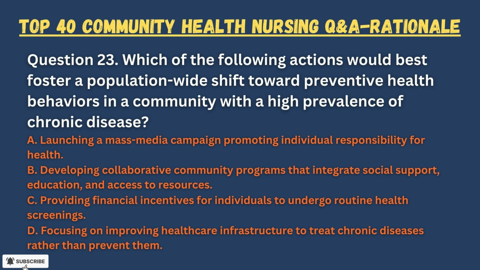Question 23. Which of the following actions would best foster a population-wide shift toward preventive health behaviors in a community with a high prevalence of chronic disease? A. Launching a mass media campaign promoting individual responsibility for health. B. Developing collaborative community programs that integrate social support, education, and access to resources. C. Providing financial incentives for individuals to undergo routine health screenings. D. Focusing on improving healthcare infrastructure to treat chronic diseases rather than prevent them.